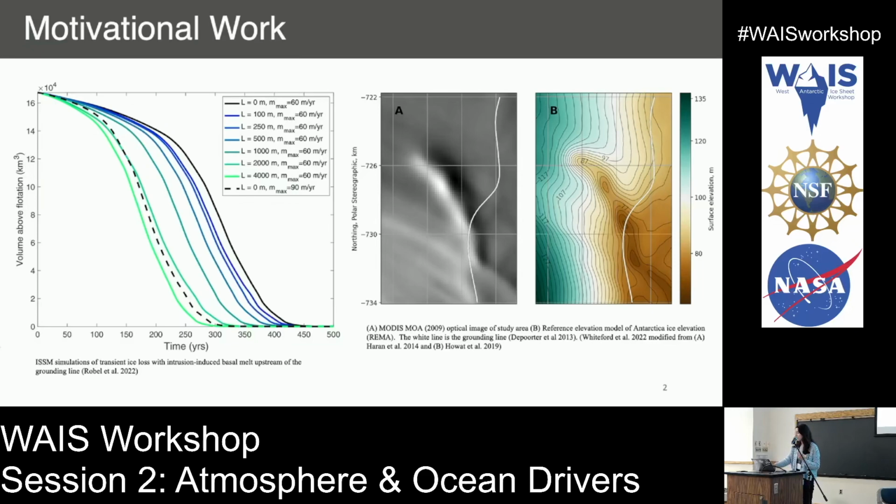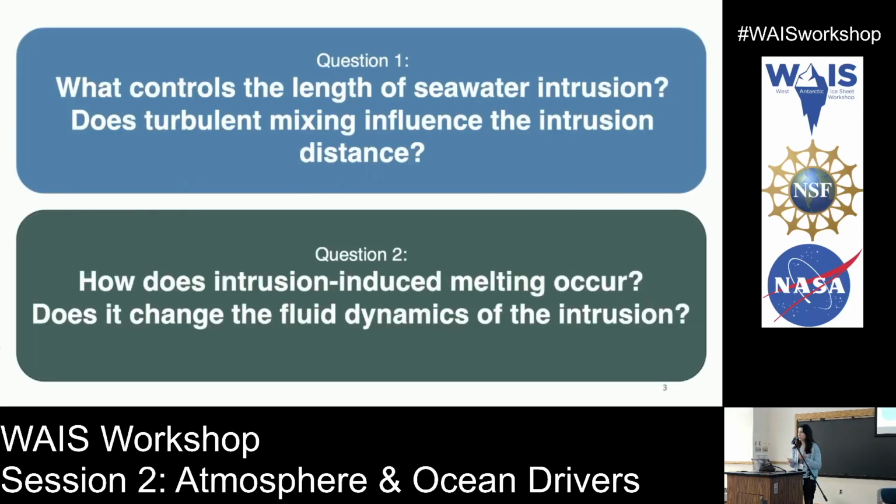So the way my work fits into this is asking two questions. The first one is, what does turbulent mixing mean for the ability for seawater to intrude? And secondly, once we have this intrusion, what will the melt look like? And will this addition of melt change the dynamics of the intrusion?